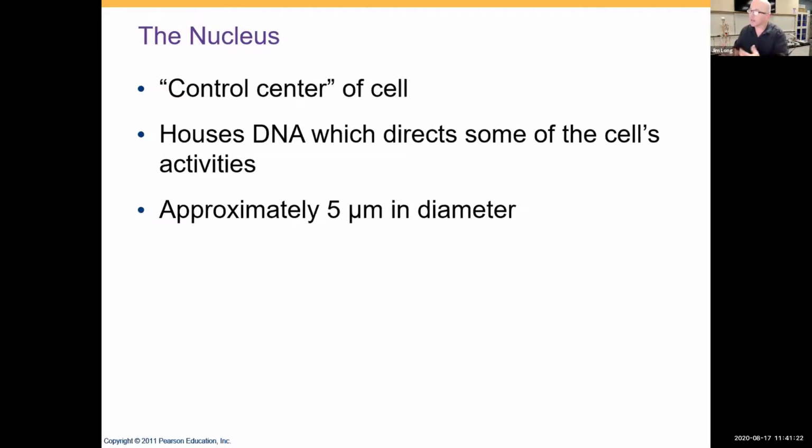And usually it's about 5 micrometers in diameter, so smaller than a typical cell, which is maybe anywhere from, say, 10 to 50 micrometers, millionths of a meter, in diameter. And so the nucleus is smaller than that. It's roughly 5 micrometers in diameter.